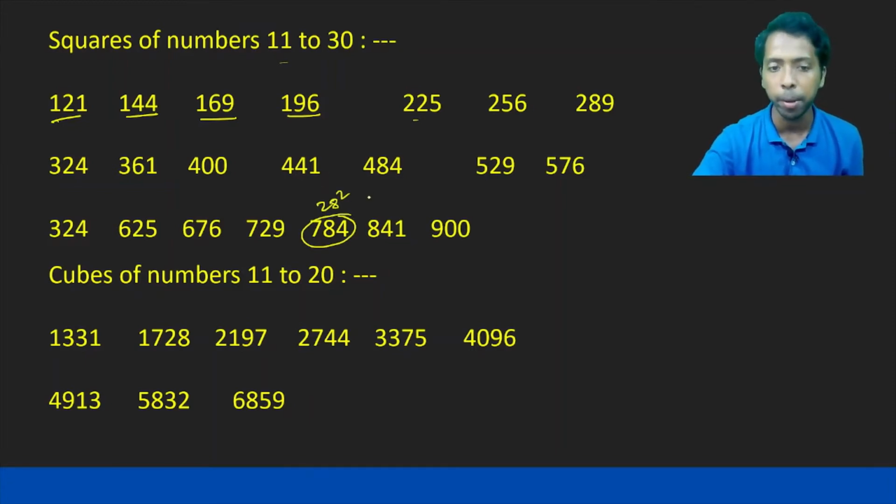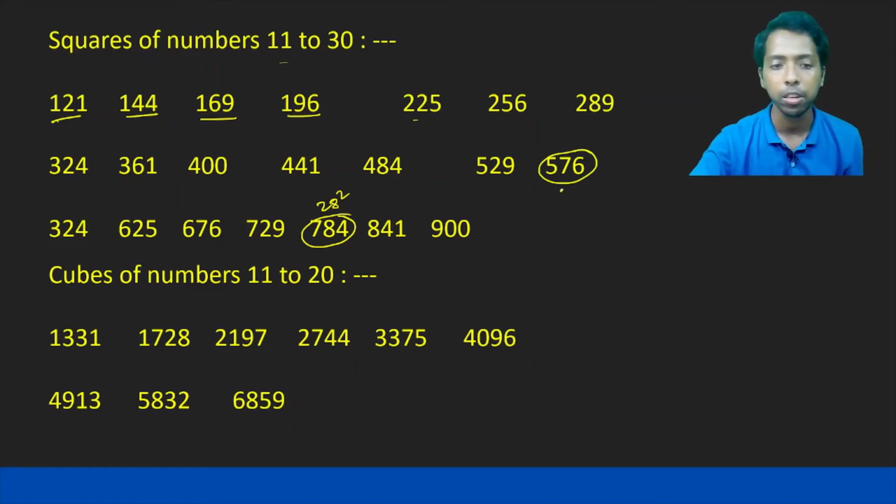You should remember that whenever 784 comes to you, the square root of 784, you should not calculate it in simple pen and paper mode. Absolutely not. It should click in your mind that the square root of 784 gives 28. This kind of speed you should maintain.